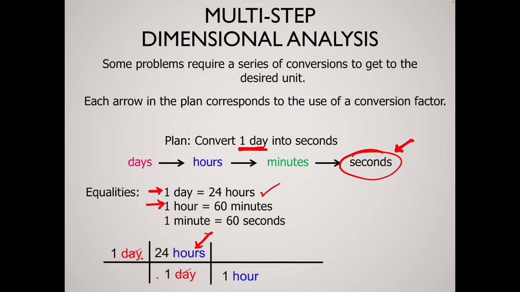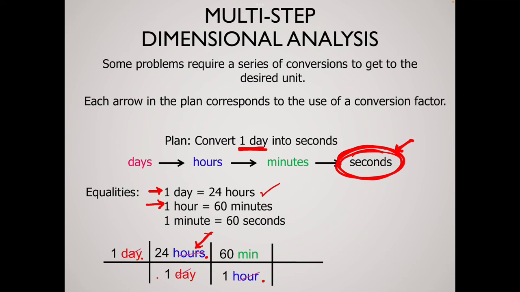So now we can use this conversion factor. We know that there is 60 minutes in 1 hour. So again, hour has to cancel hour, so that 1 hour will go on the bottom and 60 minutes will go on the top. Okay, so now we've converted hours into minutes, but again, it doesn't match the unit that we're trying to find, right? We're trying to find seconds and all we've done is convert to minutes now. So that's how we know we need to keep going.